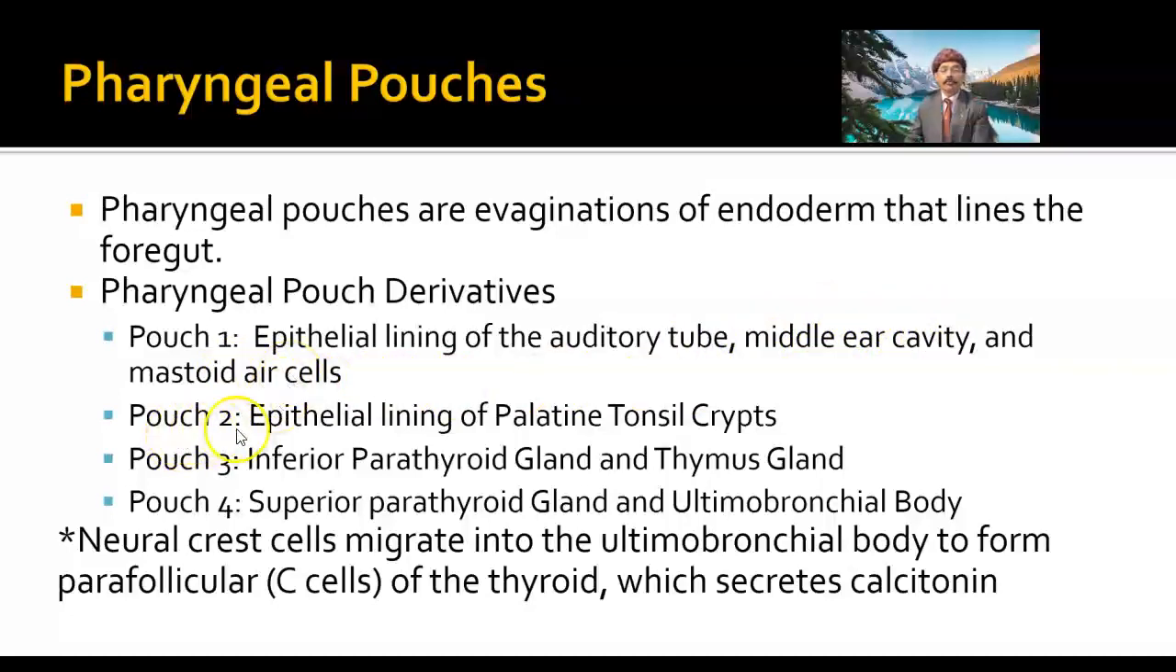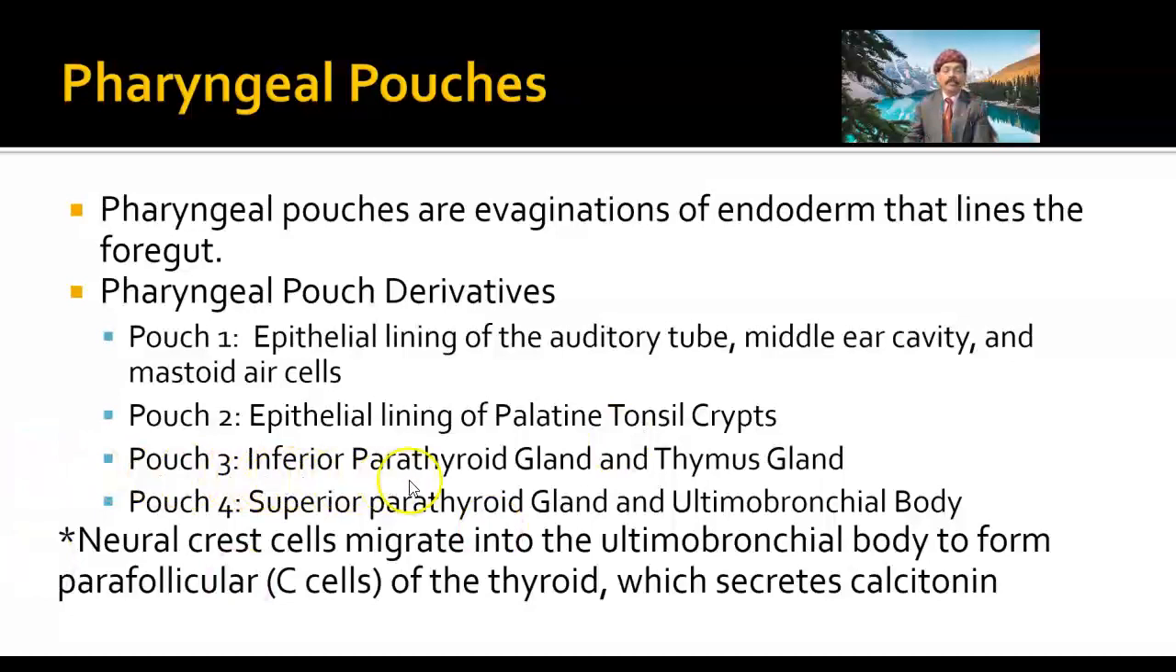From pouch 2, we'll get epithelial lining of the palatine tonsil and tonsil crypts. Pouch 3 will get the inferior parathyroid gland and thymus gland. The tonsil has two parts. One is the epithelial lining that is from the endoderm, another the lymphoid tissue that comes from the mesoderm.